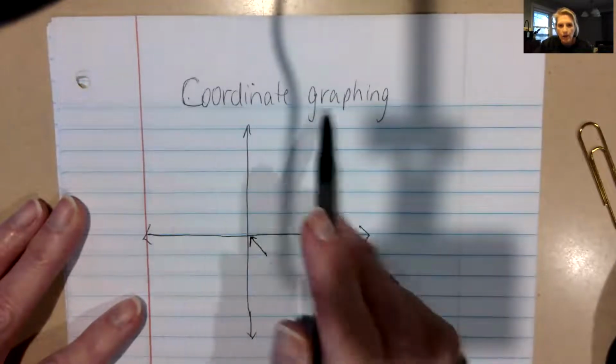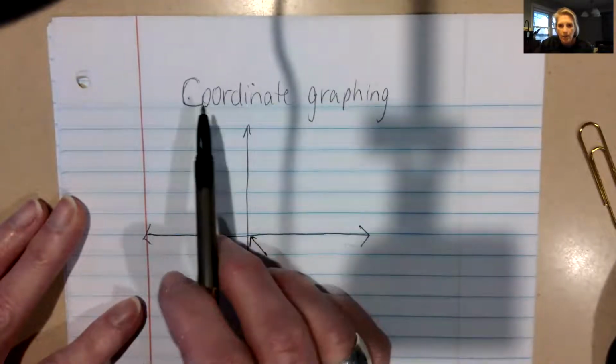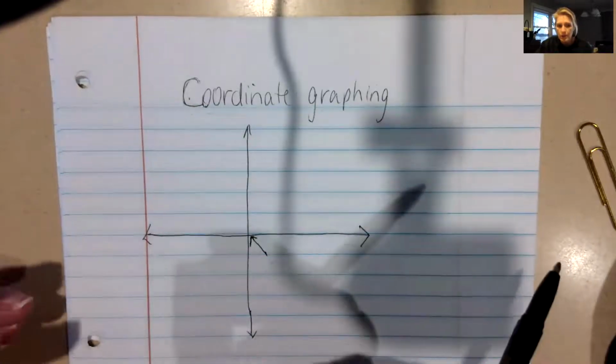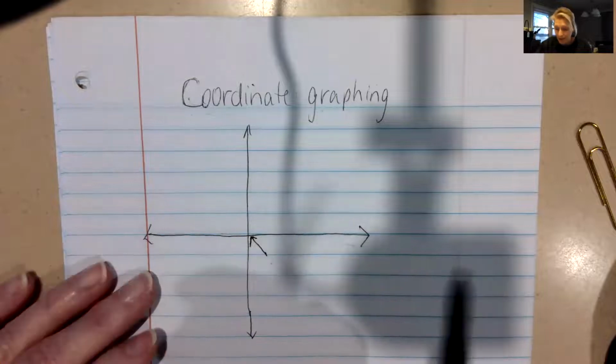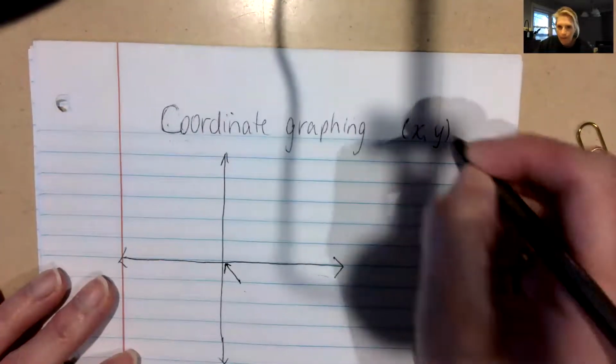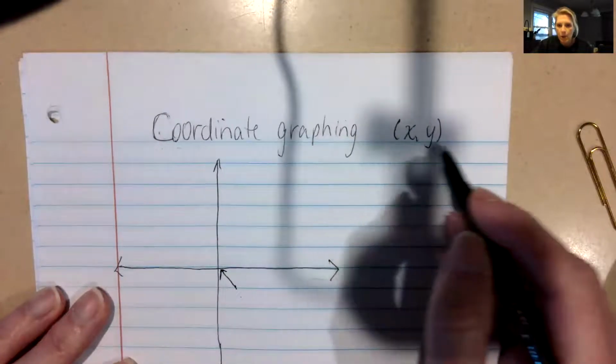It's called coordinate graphing. The "co" means with, so it means that two variables are working together, and those variables, we usually call them X and Y. And this is called a coordinate point.